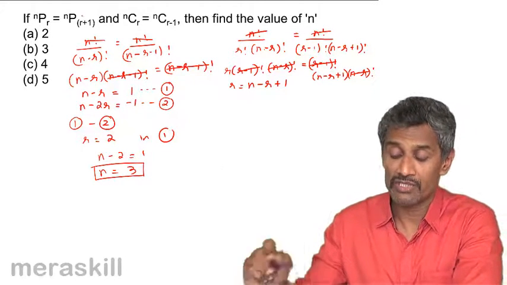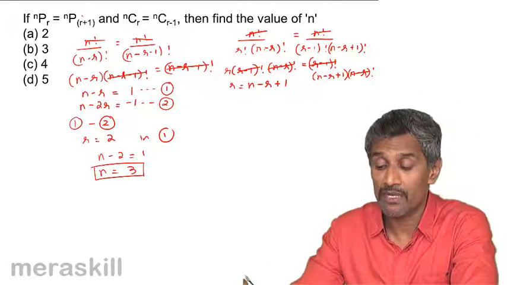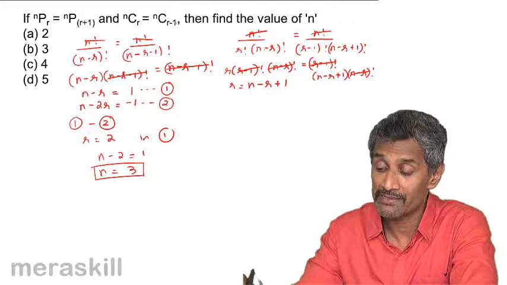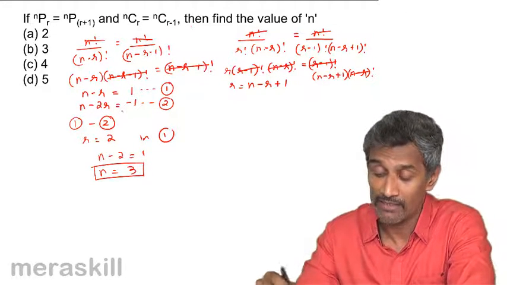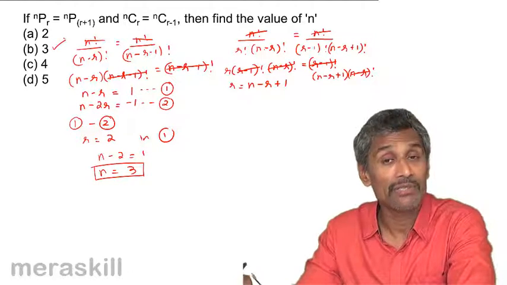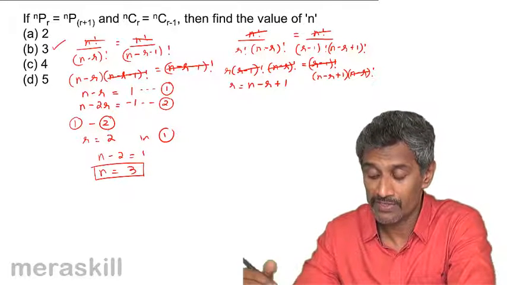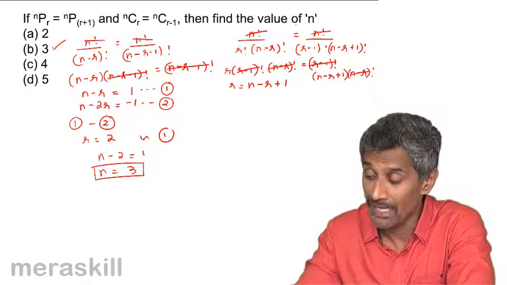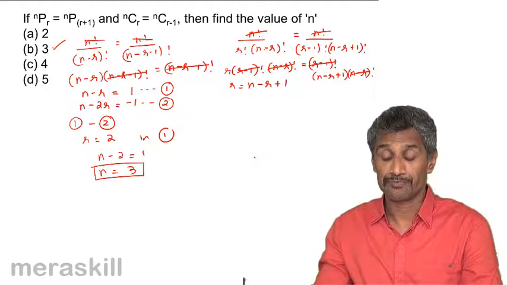So if this condition is satisfied, that is if nPr is equal to nP(r+1) and nCr is equal to nC(r-1), then the value of n is 3. And of course, it will help if we say r is also 2. So the value of n is 3.